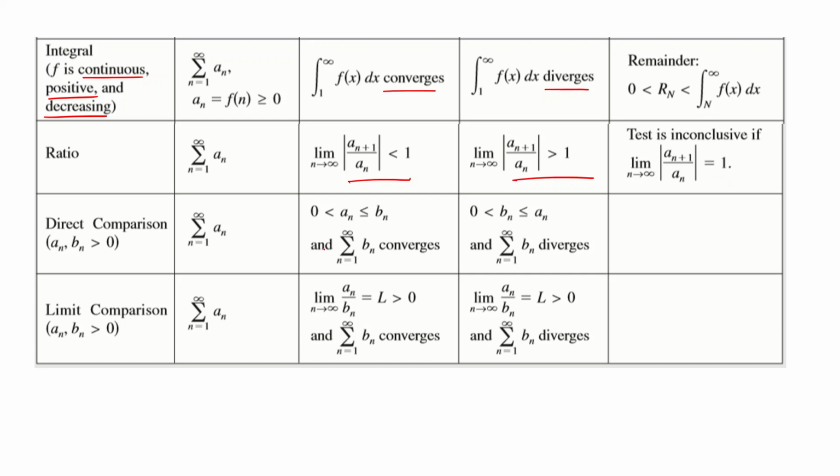The direct comparison test: if it's smaller than something that converges, then it also converges. If it's bigger than something that diverges, then it also diverges. And the limit comparison test is we just take the limit of those two series, or their general terms. If it equals a number, then they either both converge or both diverge.